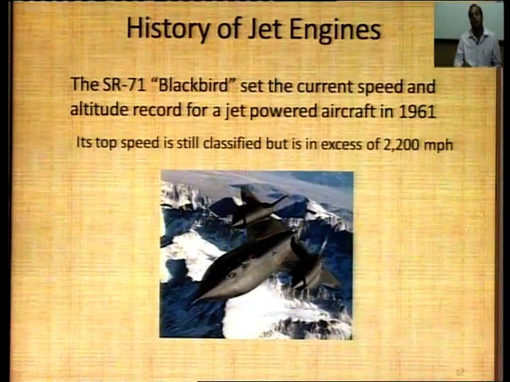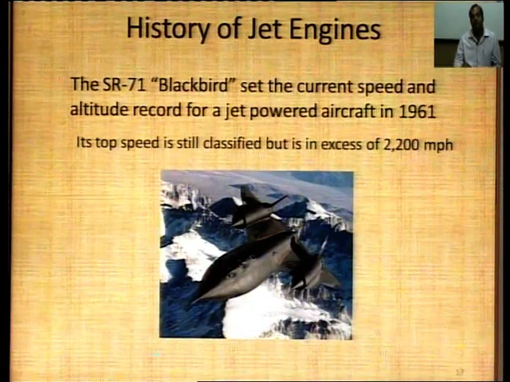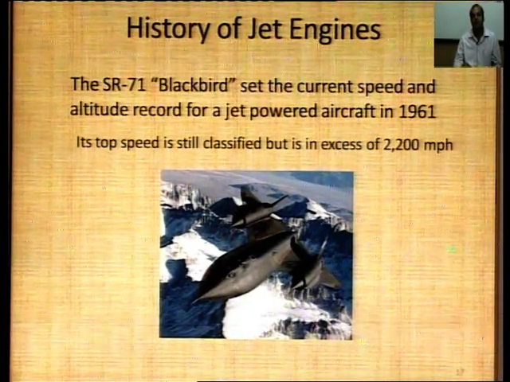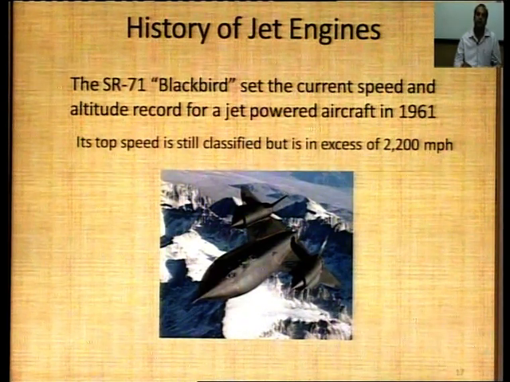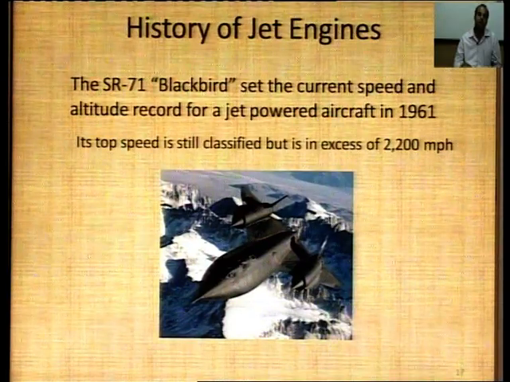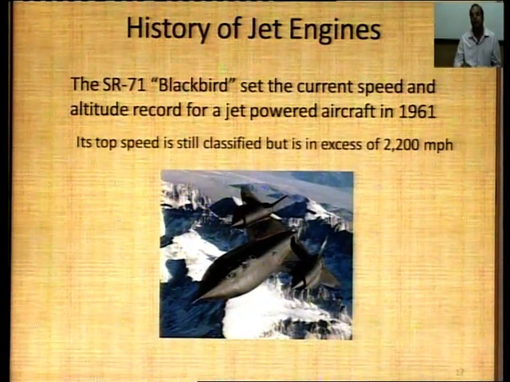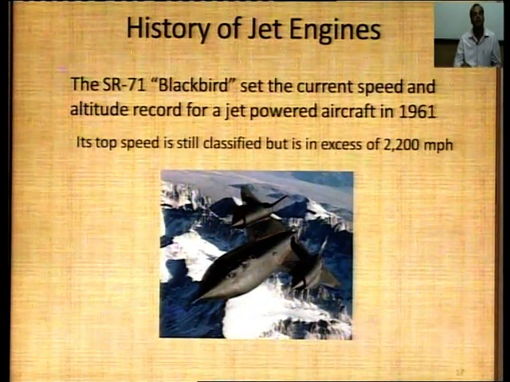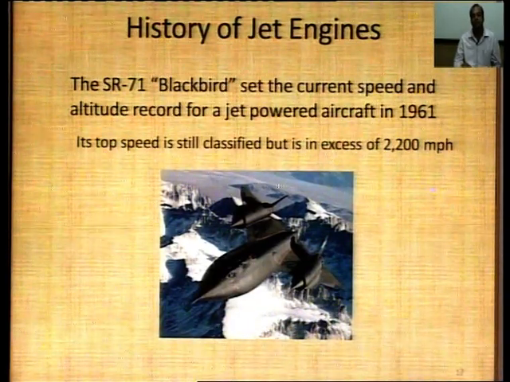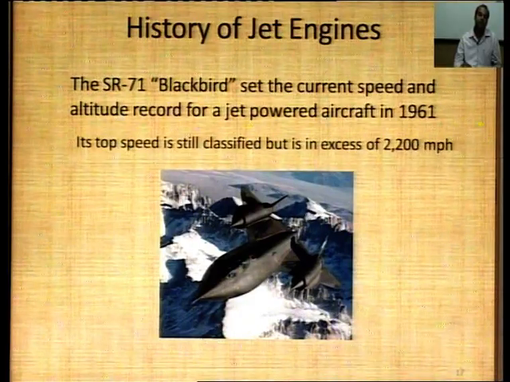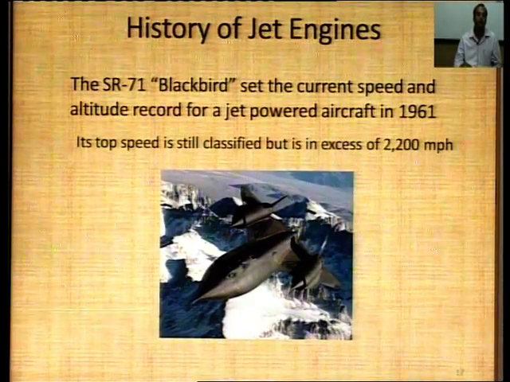This is the second example of a jet engine. The SR-71, also known as the Blackbird, set the speed and altitude record for jet-engine-powered aircraft in 1961. It has a top speed of nearly 2200 miles per hour.